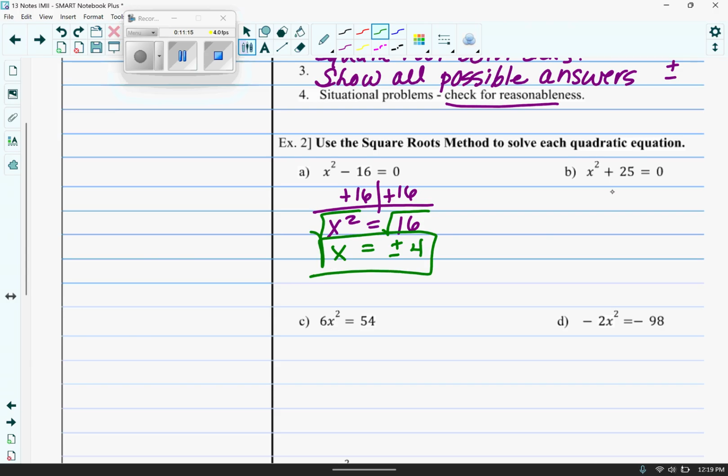Same thing on b. We're going to go minus 25, minus 25. Now I get x squared is equal to negative 25. When we take the square root of both sides, square and the square root cancel, x is equal to. When you put this in your calculator, you're going to get an error because you can't take the square root of a negative number. There's no two numbers that you multiply by themselves that you're going to get a negative, because a negative and a negative is a positive, and a positive and a positive is a positive. So there are no real solutions.